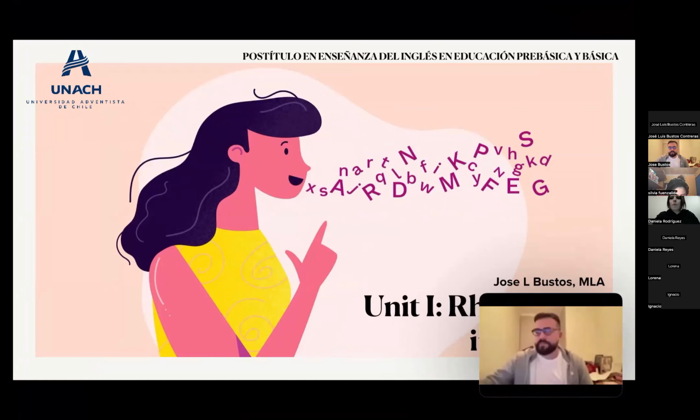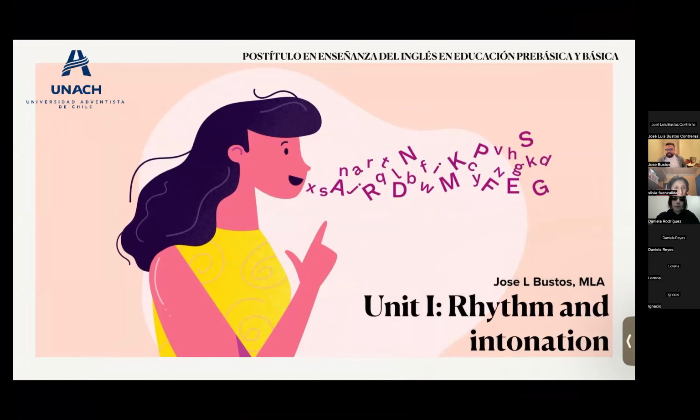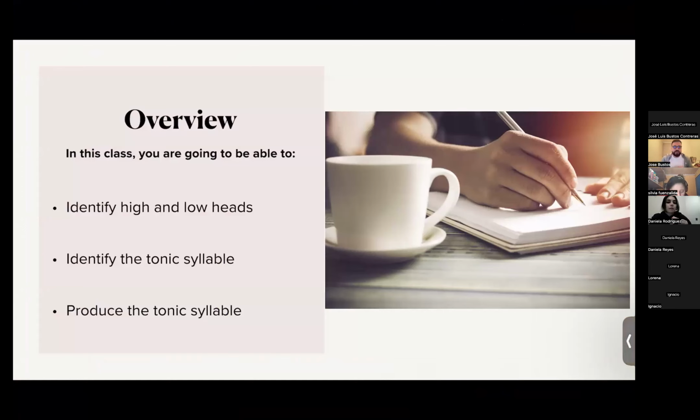All right. Now we're going to jump into today's main objective, main lesson. For today, we are going to have 3 outcomes. First of all, you're going to be able to identify high and low heads. Remember, head is part of the structure of the tone unit. Also, to identify the tonic syllable, we are going to continue working on that, and also to produce a tonic syllable.